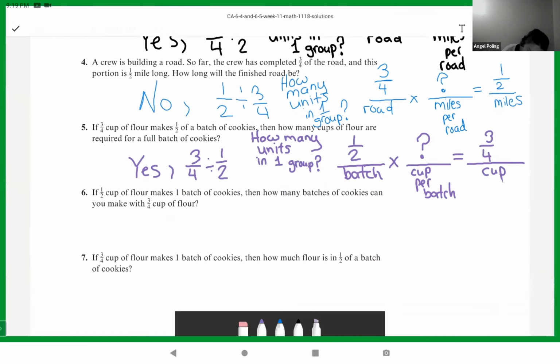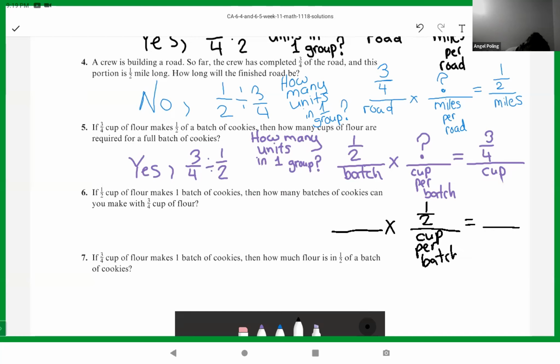So let's pull up our tool, which is the definition of multiplication. They're asking how many batches. So this can be a how many groups style of question. If 1/2 cup makes 1 batch. So again, our batch will go here as our group. Our cup will go here as our result. And we're also told that we have 3/4 cup of flour. Okay, so they are asking us how many batches, right? How many groups?